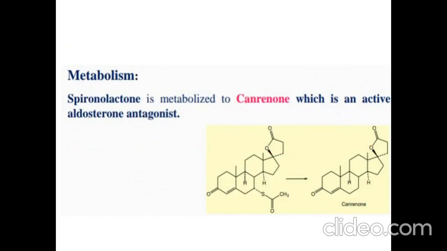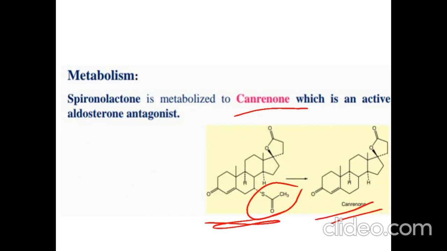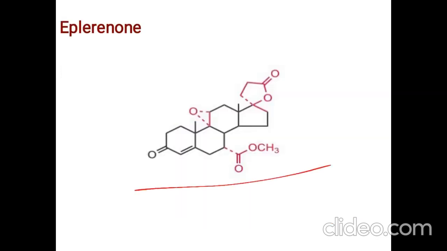When spironolactone undergoes metabolism, it gives the structure canrenone. It is the metabolite product of spironolactone. This canrenone is the active metabolite, and it also has aldosterone antagonist activity. So this SOCH3 is removed during the metabolism, and we are giving the active metabolite, that is canrenol.